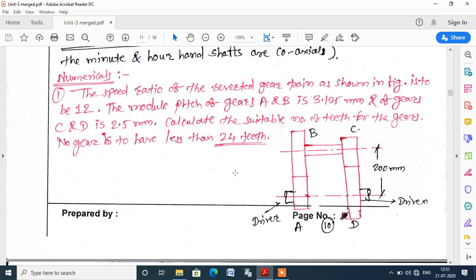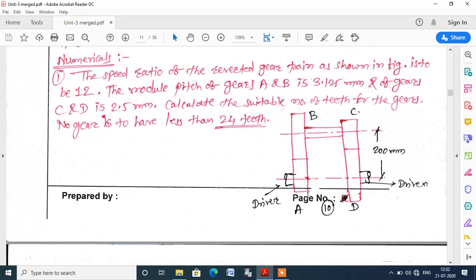First one: the speed ratio of the reverted gear train as shown in figure is to be 12. So, speed ratio is 12. The module pitch of gears A and B is 3.125 mm and of gears C and D is 2.5 mm. Calculate the suitable number of teeth for the gears. No gear is to have less than 24 teeth. So this condition is given.